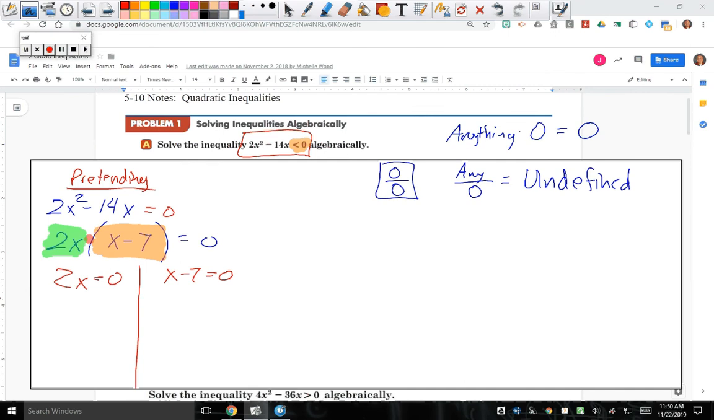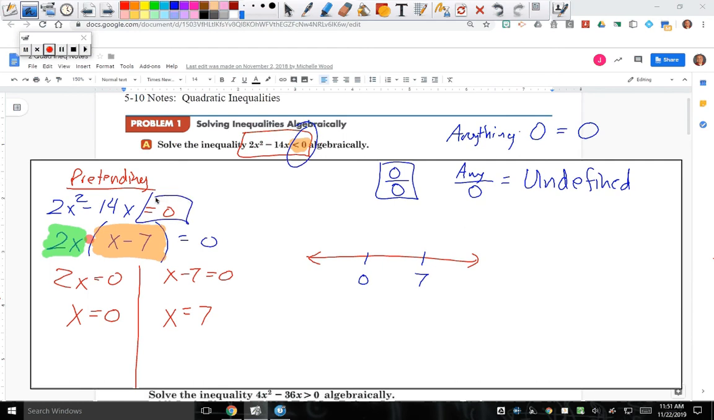Everyone. What's my first answer right here? 0, right? Because I divided by 2. Alright? Anyone. What's my answer to the one over here? x minus 7 equals 0. 7. So x is equal to 7. I have two answers right now that if I were to graph them on a number line, I would put 0 and 7. And let me ask you this. Would it be a closed dot or an open dot? Open dot. It would be open because we were only pretending right there.